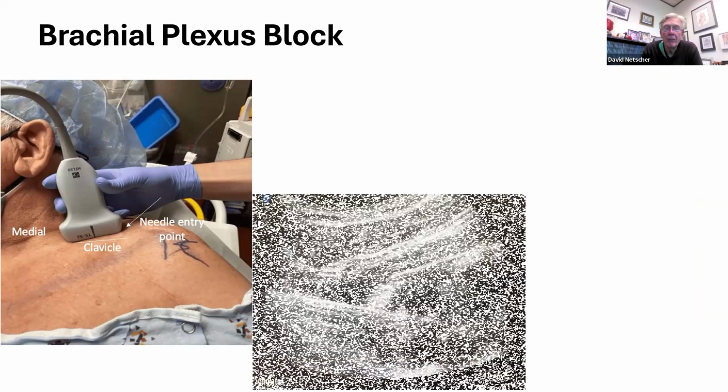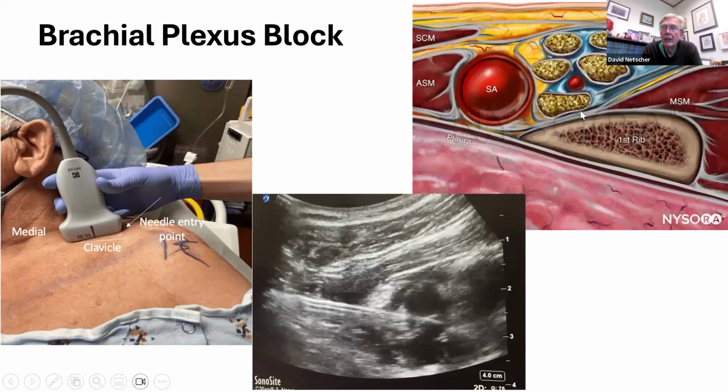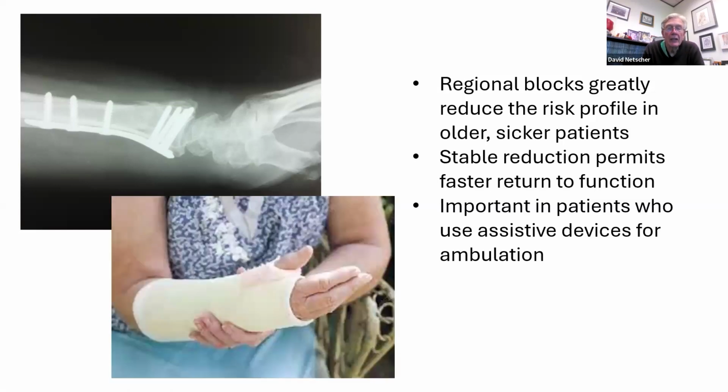the brachial plexus block. And you can see here is the trajectory of the needle. Here's the nerves in the brachial plexus sheath with the vascular structures, and then shown in cartoon form, again, the needle coming in from the side, the brachial plexus sheath right adjacent to the subclavian or brachial artery. So regional blocks reduce the risks of anesthesia, particularly in older patients. And then postoperative splinting is important.